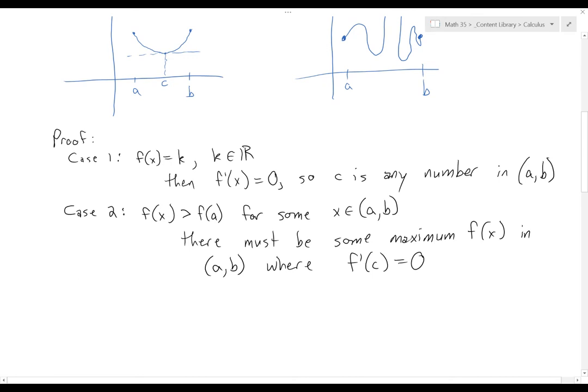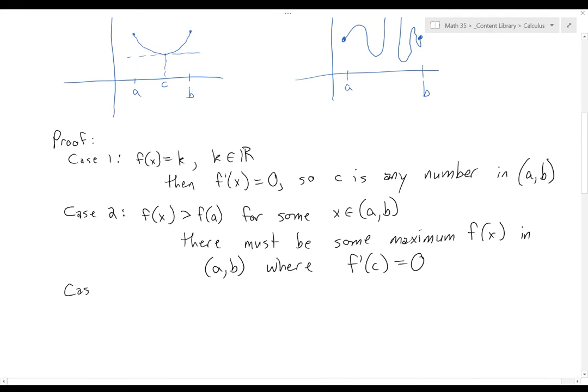So that's in the situation where we can find even a single point. If we know it satisfies those criteria, and we can find any single point that is above the values of f(a) and f(b), then we know there must be, whether that initial point was the maximum or not, there must be a maximum.